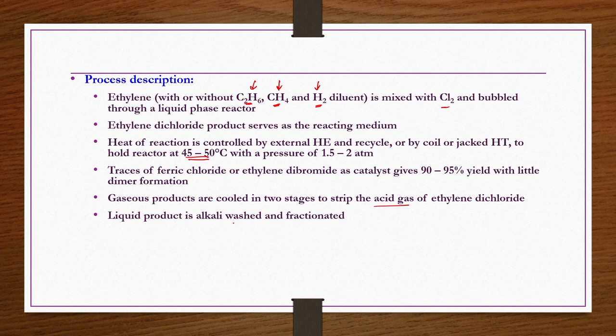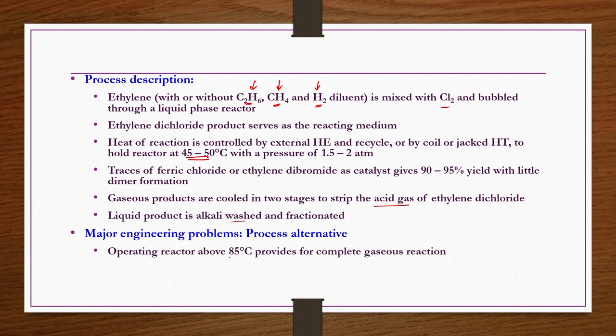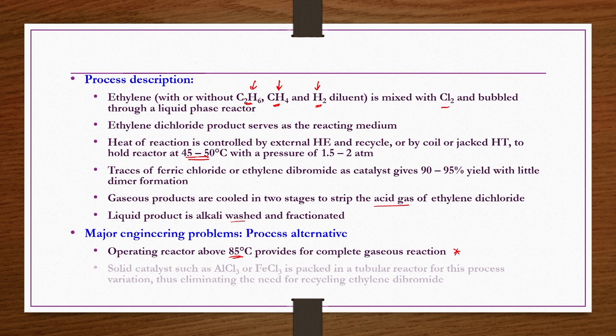Liquid product is alkali washed and fractionated to get the product. Major engineering problems are primarily process alternatives only. Operating the reactor above 85 degrees centigrade provides for complete gaseous phase reaction. If you wanted to do it in the gaseous phase, then you do the reaction above 85 degrees centigrade. That is one option or alternative available.